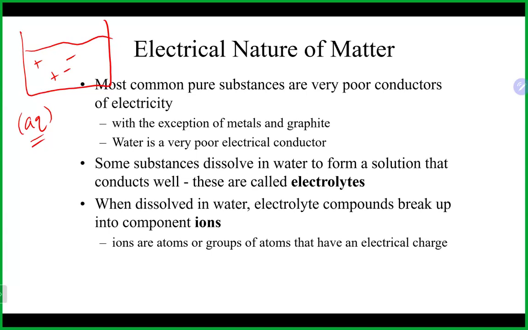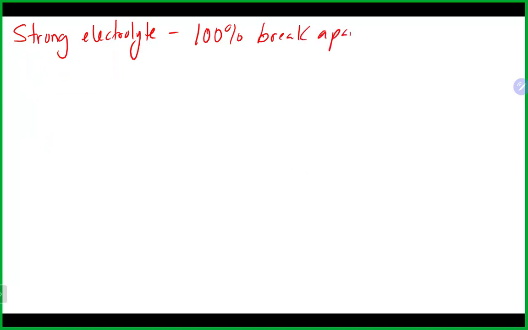Now, when we talk about electrolytes, there are a few different types that we come across. So let's talk a little bit about those. The first one is a strong electrolyte. With a strong electrolyte, it will 100% break apart into ions in solution.